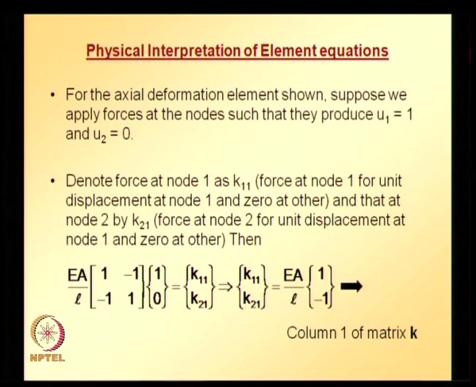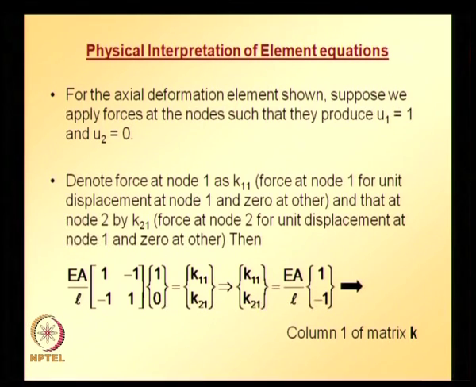So, what is basically done is, in the equation system that you already derived, u 1 is taken to be 1, u 2 is taken to be 0, and instead of f 1 f 2, ignoring distributed load, the force vector consists of only f 1 f 2. F 1 is denoted as k 1 1, f 2 is denoted as k 2 1. Okay. So, this is the equation system you have, and now you multiply on the left hand side.